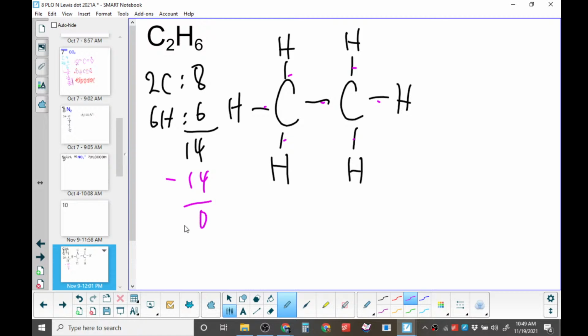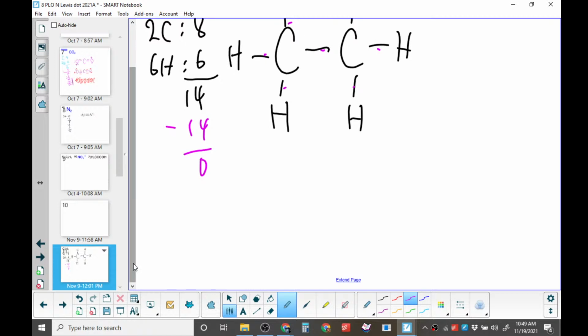Now, sometimes these organic structures lend themselves really well to doing this with individual Lewis dot diagrams. So, for example, in this one, we have 2 carbons and 6 hydrogens. So for that, I would just make a carbon.